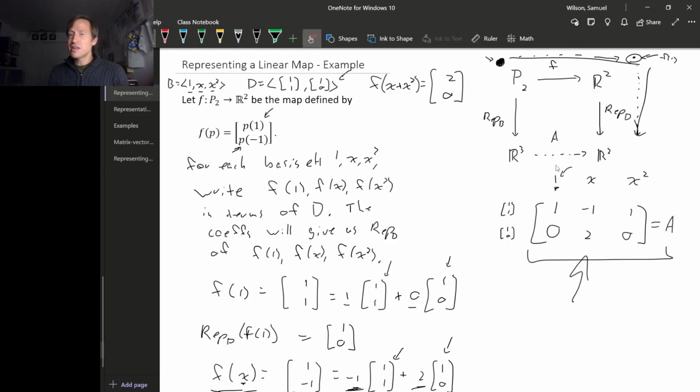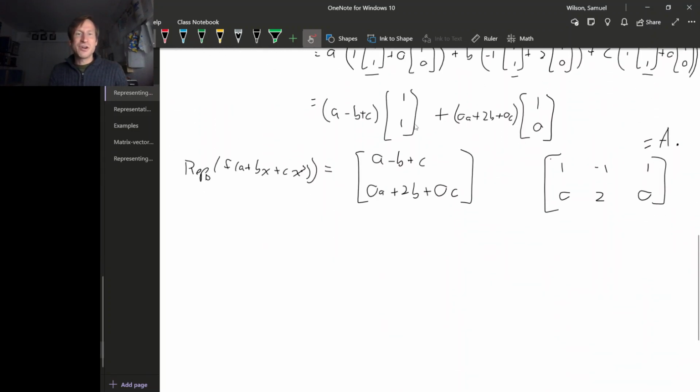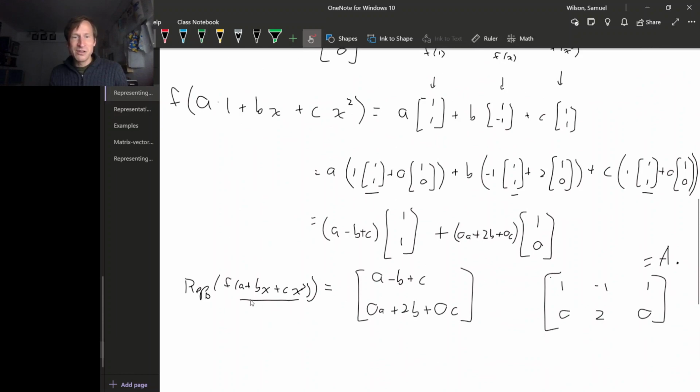And we're going to cook things up so that if you start with a polynomial in P2 and you do rep B and then you do A, whatever doing A means, you should get the same thing as if you start with your polynomial, do F, and then you do rep D. So we've just figured out what happens if you start with a polynomial, you do F, and then you do rep D. This is what you get.